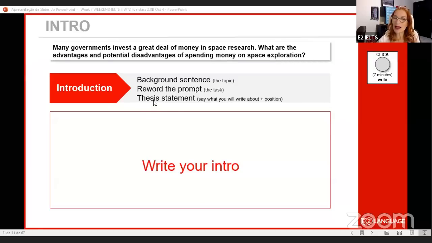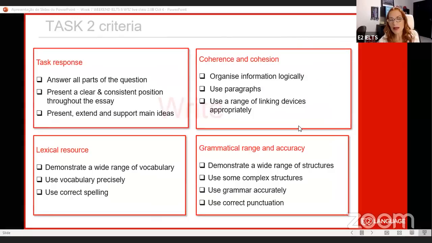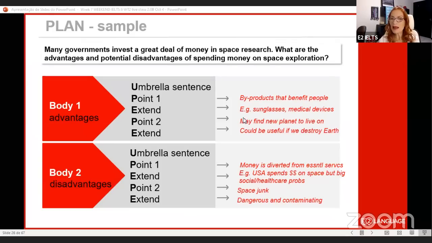The thesis statement now. The thesis statement says what you will write about. If you come back here, you see that you already have a plan. You will take the information that you have in your plan, and this will help you to write your thesis statement. All the ideas that you are developing here will inspire you to write your thesis statement because you already know what you're going to write about, since you have a plan.